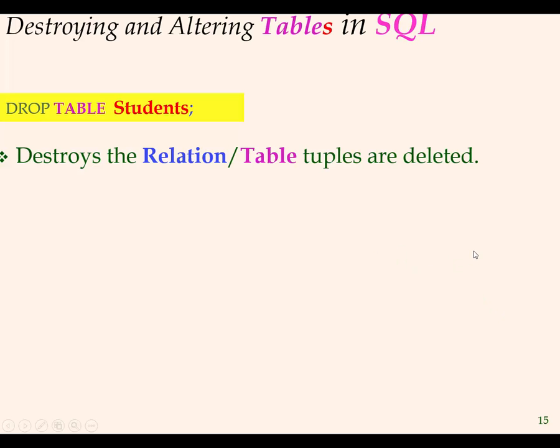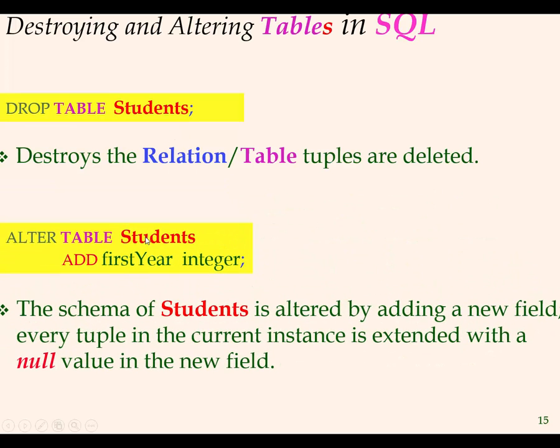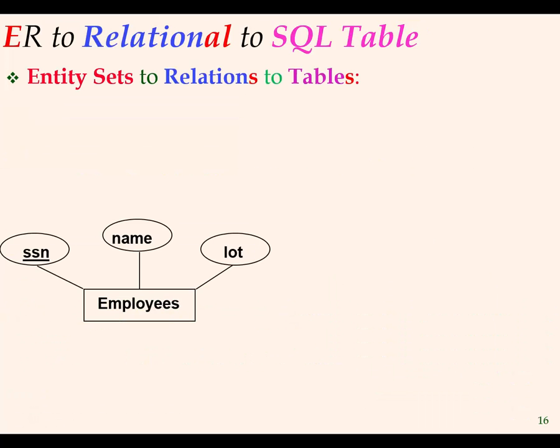Another SQL command to destroy or change the table: drop table is to delete it. The second one is alter table. These are keywords. For students, for example, I want to add one more attribute like first year of type integer. So I'm changing the schema of the students relation.